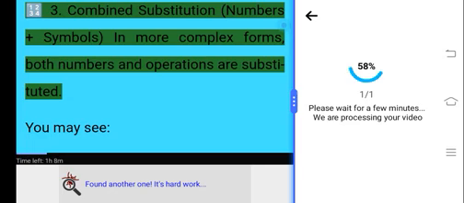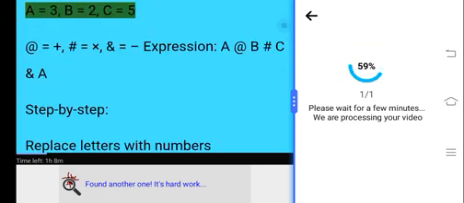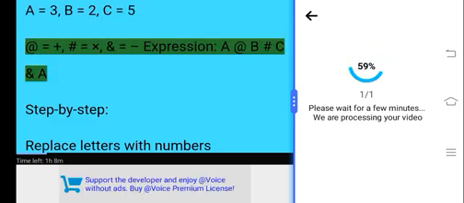Type 3: Combine substitution of numbers plus symbols in more complex forms. Both numbers and operations are substituted. You may see A equals 3, B equals 2, C equals 5. At equals plus, hash equals times, and the expression is A at B hash C.